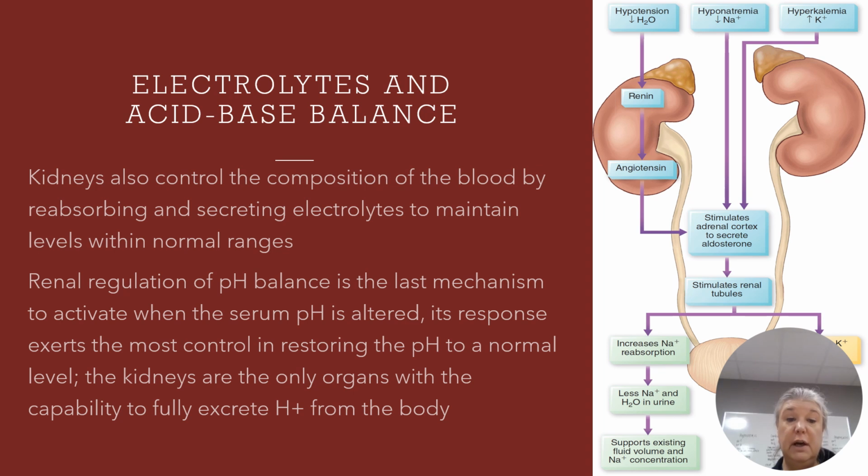All right, electrolyte balance. The kidneys also control the composition of the blood by reabsorbing and secreting electrolytes to maintain levels within normal ranges. The PCT is responsible for reabsorbing up to 80% of the electrolytes contained in the filtrate. If you look at 61.7, it illustrates the locations throughout the tubules at which various solutes, including electrolytes, are reabsorbed and secreted. So different things are reabsorbed and secreted at different parts of the kidneys, okay?